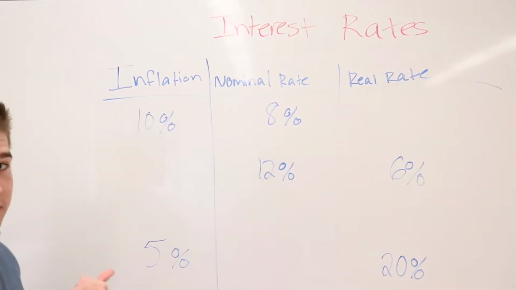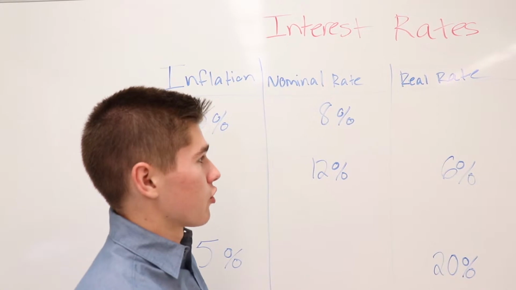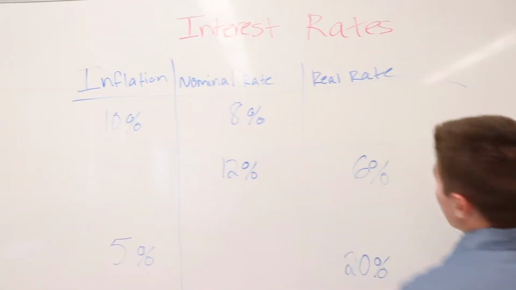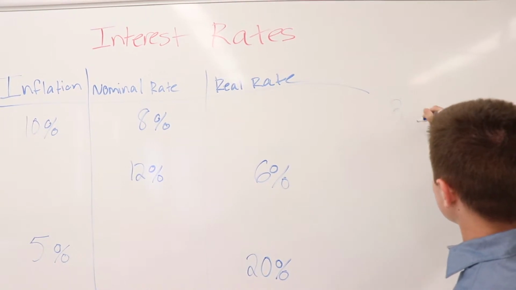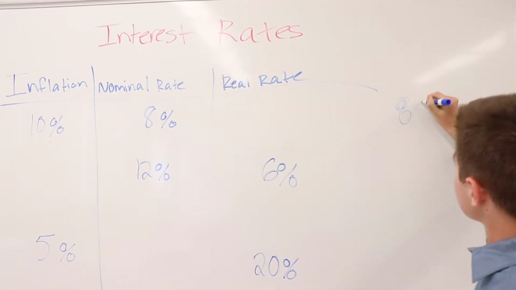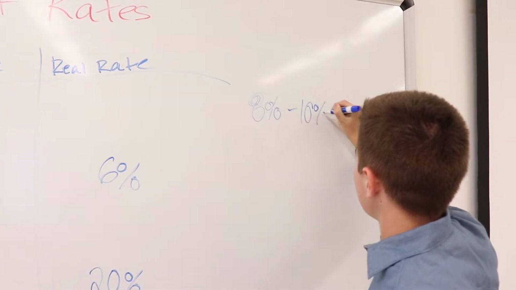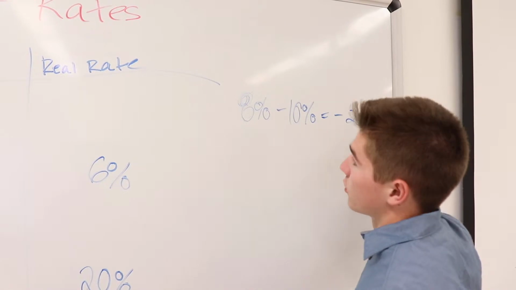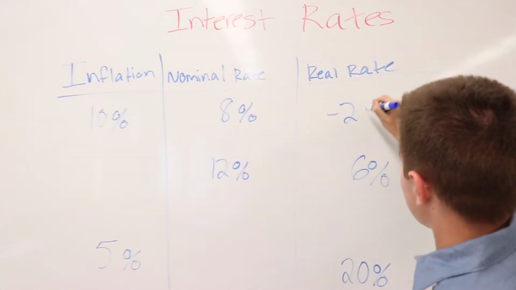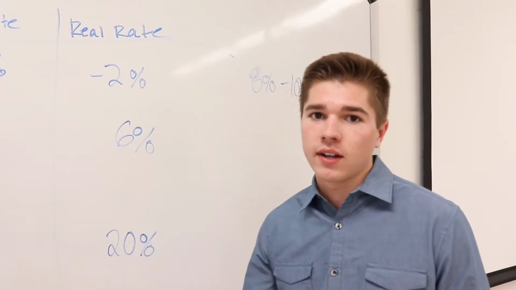So if the inflation is 10% and the nominal rate is 8%, what's the real interest rate? Well, if you look at the equation, it's the nominal rate of interest, 8% minus 10%, which is equal to negative 2%. So the real rate of interest would be negative 2%. So pause the video, look at the other problems, we'll come back.